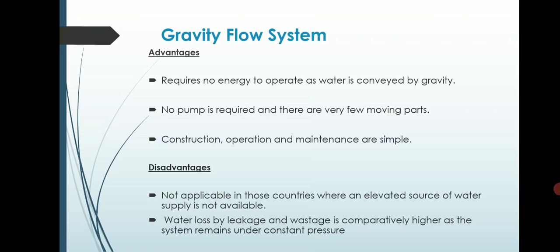What are the disadvantages? It is not applicable in those countries where an elevated source of water supply is not available, and water loss by leakage and wastage is comparatively higher as the system remains under constant pressure. Why? This is because gravity is a natural phenomenon, so we do not have any control over this gravity system. So the water loss by leakage and wastage is always happening and we do not have any control over the pressure, so it is actually a disadvantage.